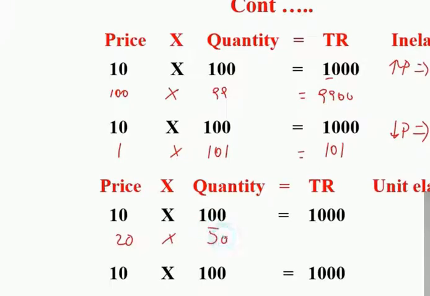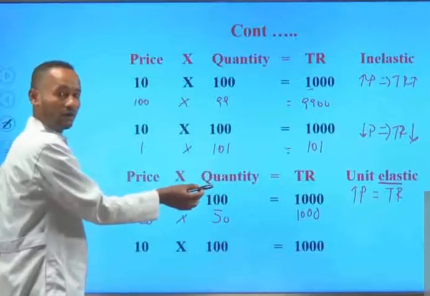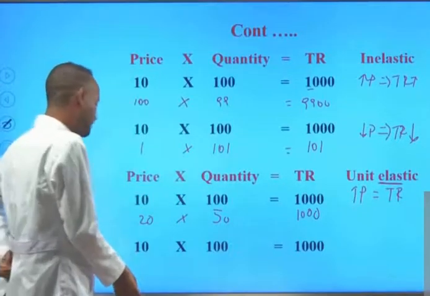20 times 50 is 1000. So if the buyer is inelastic, with an increase in the price of a commodity, the total revenue of the firm remains unchanged. It was 1,000 birr earlier. Now it is also 1,000 birr.